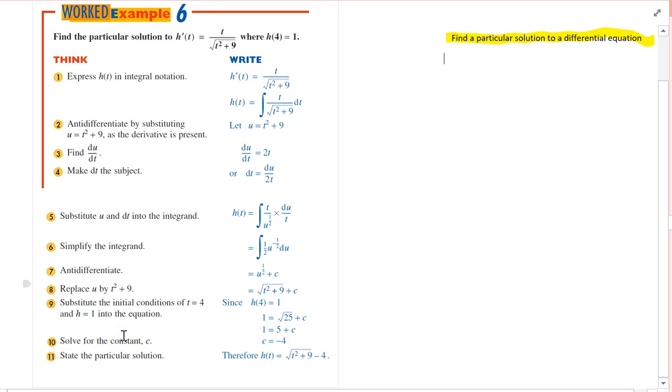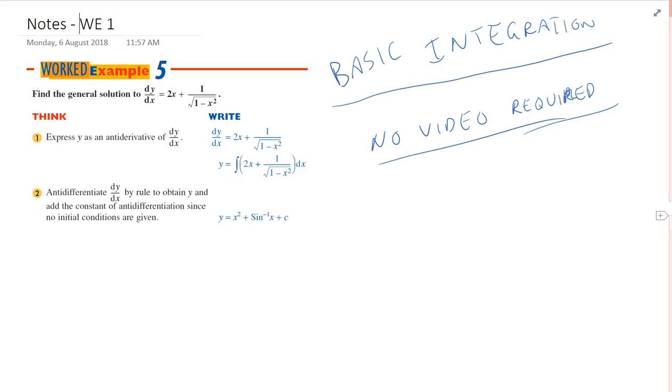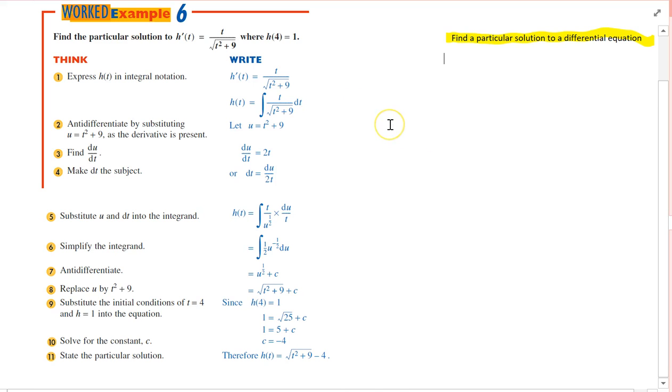All right, so this follows on from the previous question, which was super duper easy. This one is also pretty easy. There's just maybe two tricks to it. So we're finding a particular solution to a differential equation.